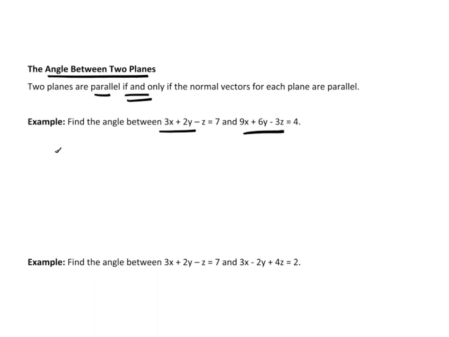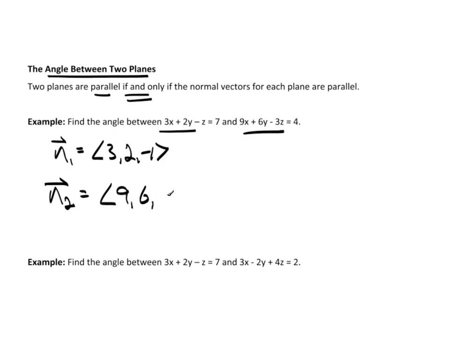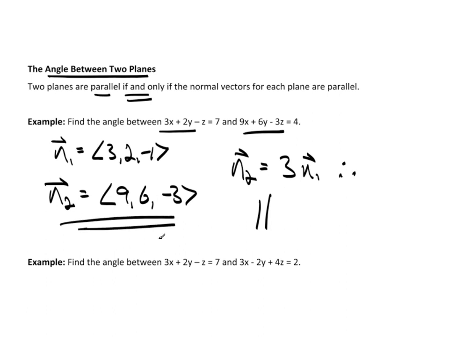Well, the first thing I want to look at is the fact that I'm going to call this first normal vector n1, which will be 3, 2, negative 1. And the second normal vector, I'm going to call it n2, will be 9, 6, negative 3. And notice here that n2 is actually equal to 3 times n1. Therefore, these two planes are in fact parallel because this second normal vector is just a constant multiple of the first. So they're pointing in the same direction. They're parallel to each other.